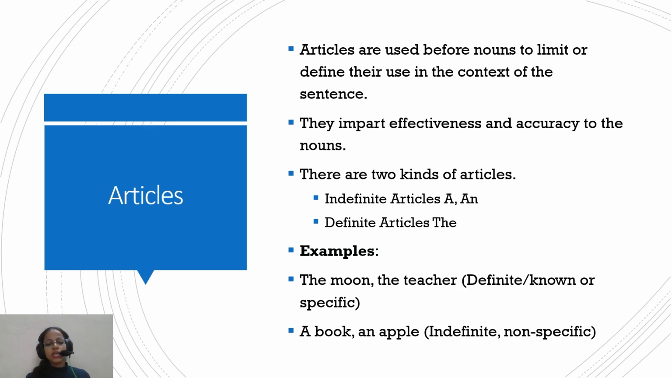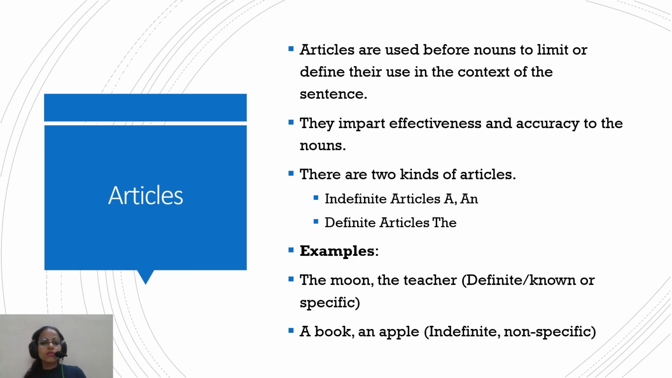For example, if we say the moon was shining brightly at night, we know the moon because we have just one moon around the earth, at least the one that we know of or that we generally refer to. So here we are specifically talking about that one moon. The article the gives us an understanding of the context. Similarly, the teacher. The usage of the article the gives us an understanding that something specific is being talked about.